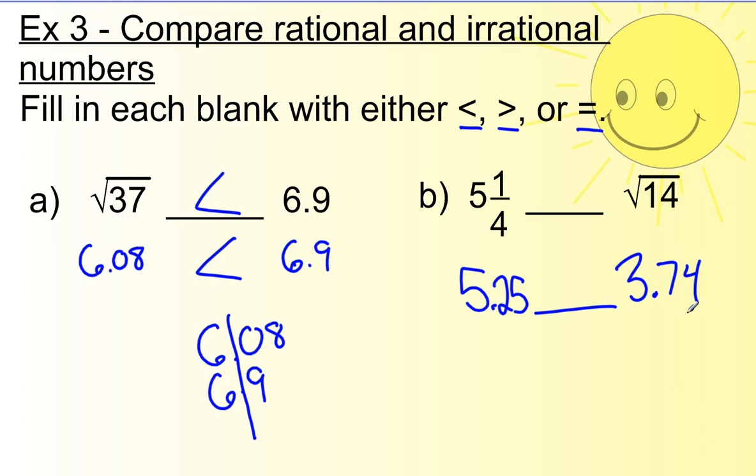So now, that's simple. The 5 is bigger. 5 point something is going to be bigger than 3 point something. So if I give you $5 and some change, and you had some $3 and some change, my amount of money is going to be bigger because I've got $5 compared to your $3. So using those whole numbers can save you some time. So 5 and 1/4 is going to be bigger than the square root of 14.